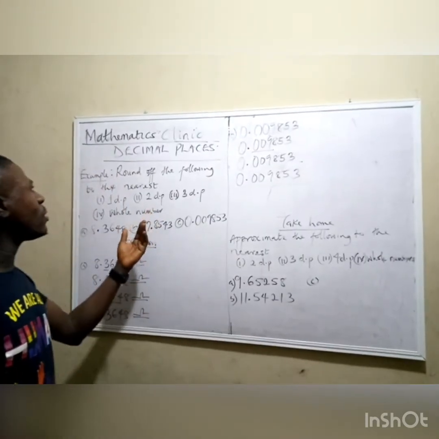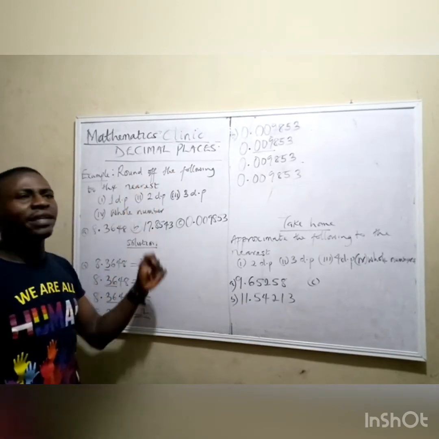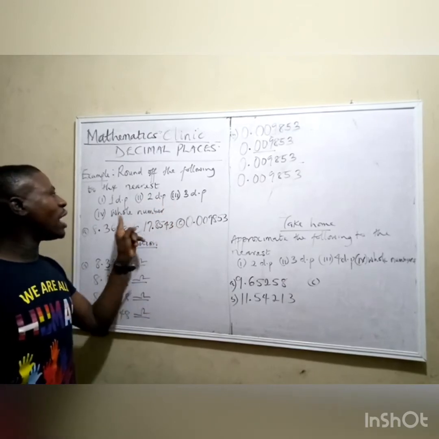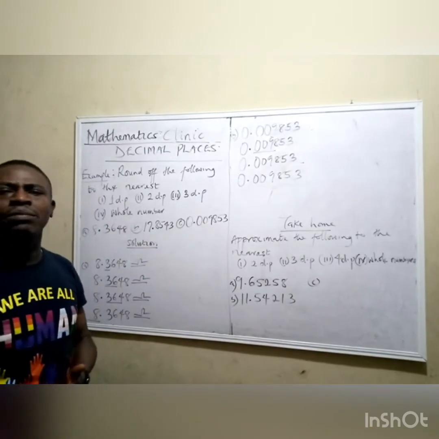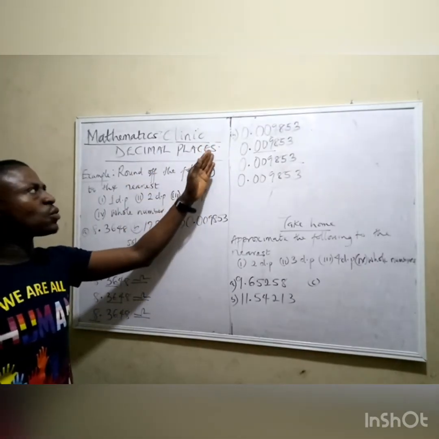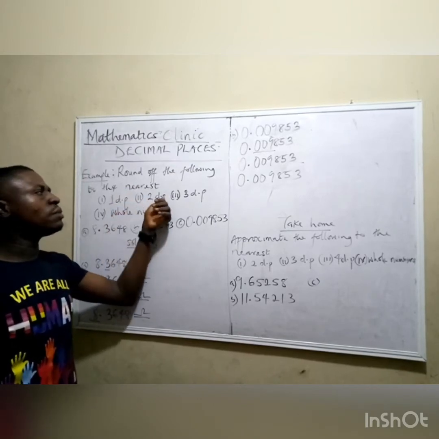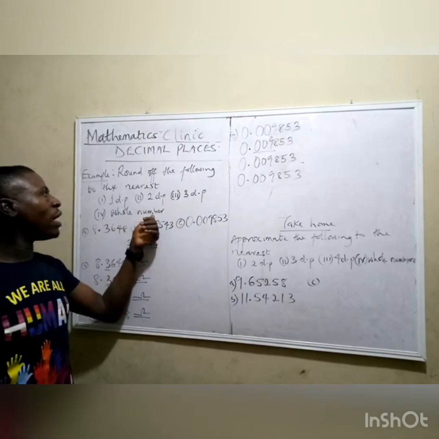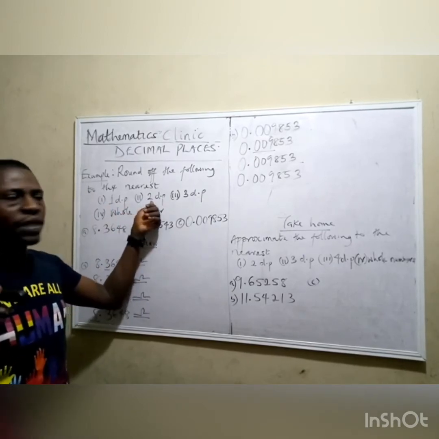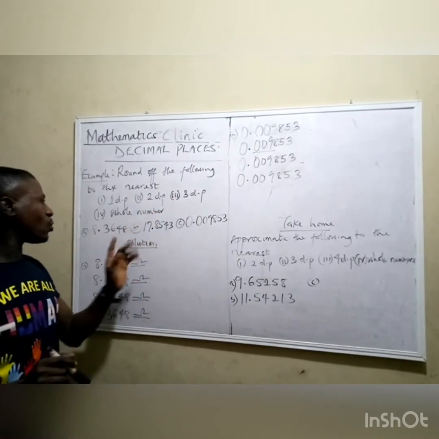Look at what we are asked to do: round up the following numbers to the nearest 1 dp, 2 dp, 3 dp, and whole number. This 1 dp, what does that mean? It simply means decimal places, and because of these decimal places we abbreviate. That's the reason why we have 1 dp, 2 dp, 3 dp, and whole number. 1 dp means 1 decimal place, 2 dp means 2 decimal places, 3 dp means 3 decimal places. These are the questions.